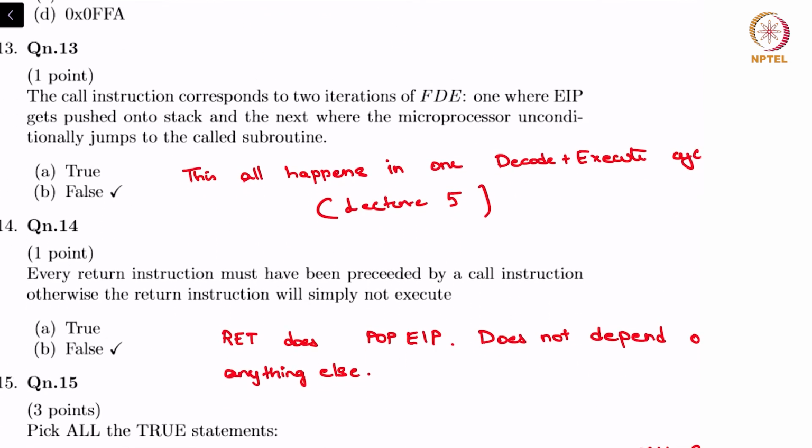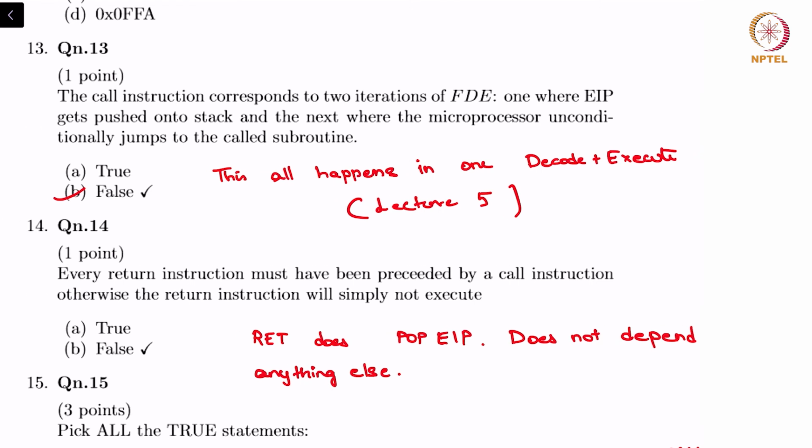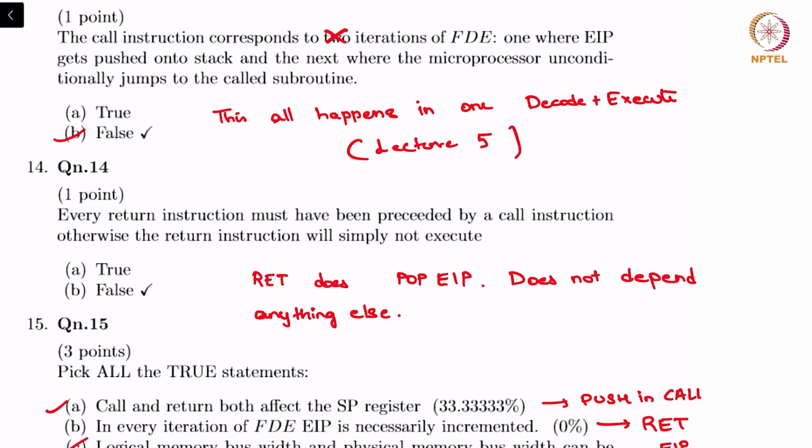The call instruction corresponds to 2 iterations of FDE, one where EIP gets pushed onto stack, and next where the microprocessor unconditionally jumps to the called subroutine. This is false because we know that every line of assembly code gets translated to one iteration of FDE. So this means that call, which is an instruction, which is an assembly line, will get translated and finish executing in one iteration of FDE, not 2. So this is the thing that makes it false. Right, so you can look at lecture 5 for this.